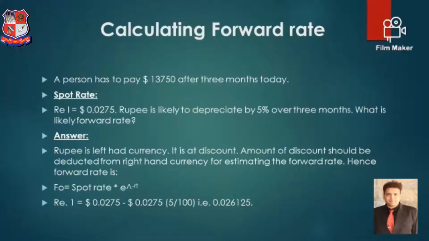We can calculate this with the help of a formula. The forward rate equals the spot rate times e raised to minus RT. Why minus RT? Because it is depreciation, that is, what would be the rate after 3 months when the rupee is depreciating. By applying this forward rate formula, the rate after 3 months would be 0.026125.